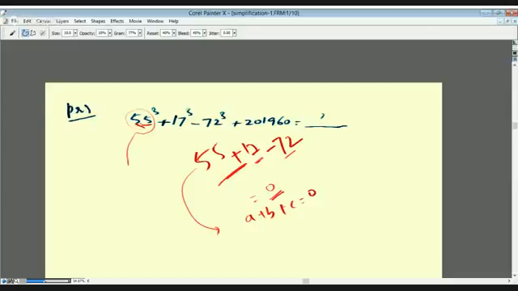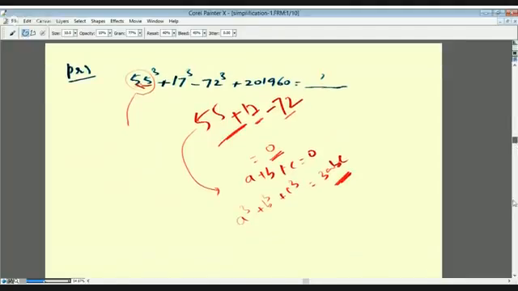Then when a plus b plus c is equal to 0, it's a 5-star question, you need to remember that. Then a cube plus b cube plus c cube is nothing but 3abc. So here it is given as a cube plus b cube plus c cube, and you try to find out. Yeah, the problem given here is not plus, it is minus.